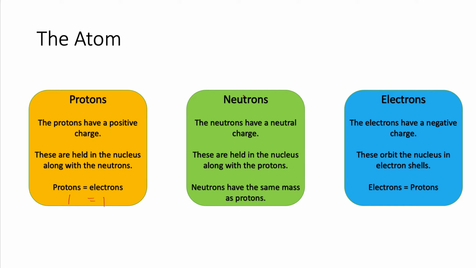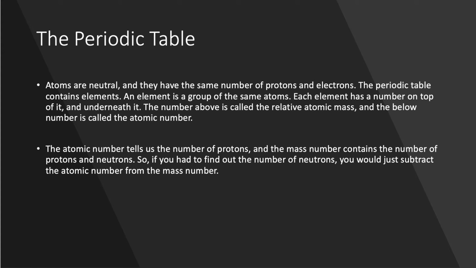Electrons have a negative charge. They orbit the nucleus in electron shells, and the number of electrons is the same as the number of protons. So in the periodic table, atoms are neutral and they have the same number of protons as electrons. As you know, protons have a positive 1 charge, electrons have a negative 1 charge. If you put that together, it will come to 0, giving the atom a neutral charge.